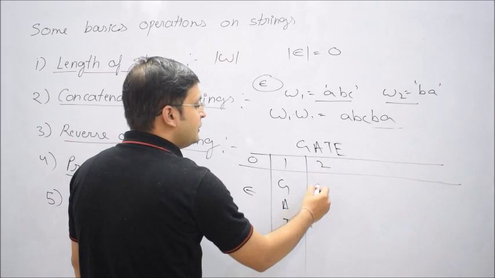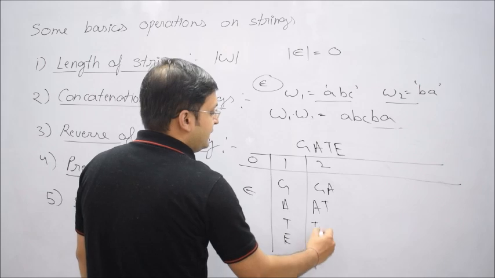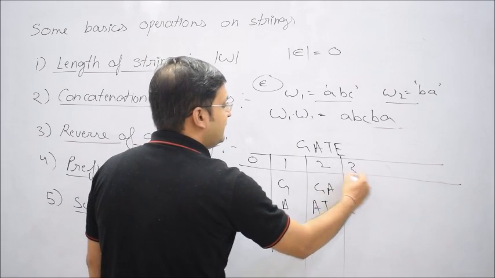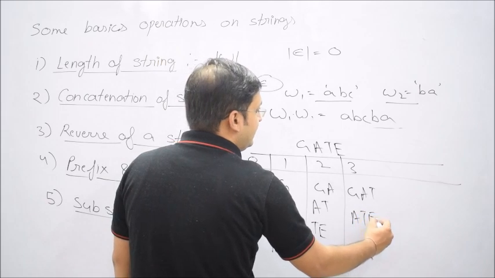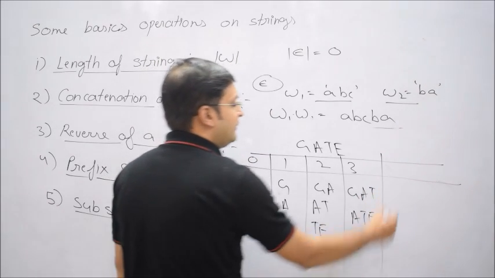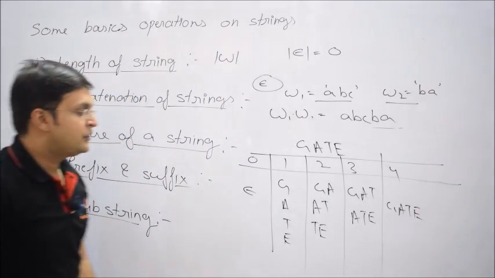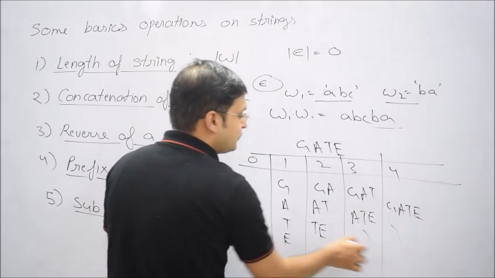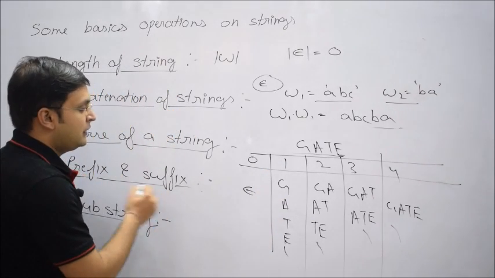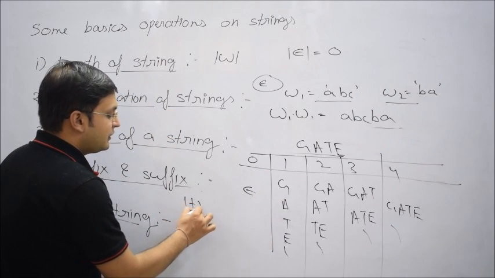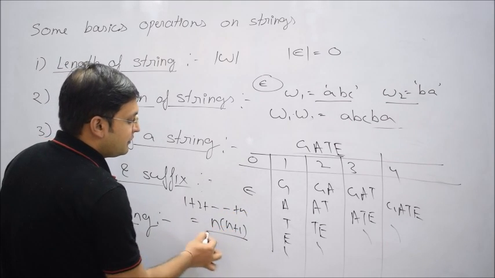What about length 2? We can have GA, AT, TE. What about length 3? GAT and ATE, two substrings possible of length 3. Length 4, there will be only one substring possible. So the total number of substrings is 1 plus 2 plus 3 plus 4. Total length is 4. The sum of the first n natural numbers, 1 plus 2 plus 3 up till n, will be n into n plus 1 by 2.